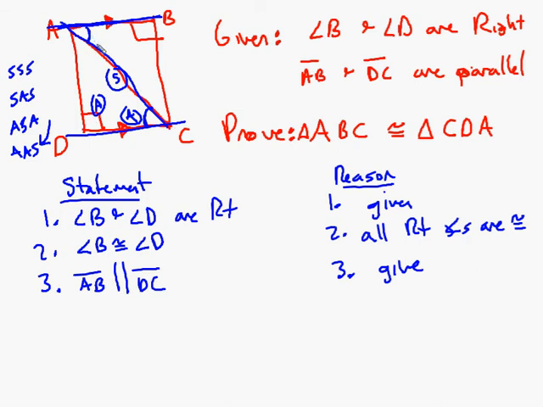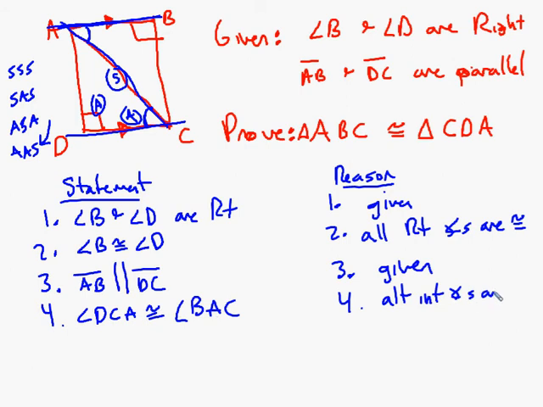Now, because these are parallel, I can get a lot of different stuff, but the thing that's going to help me is this angle is congruent to that angle. So, angle DCA is congruent to angle BAC. Now that's not given. Why are those congruent? Alternate interior angles are congruent.